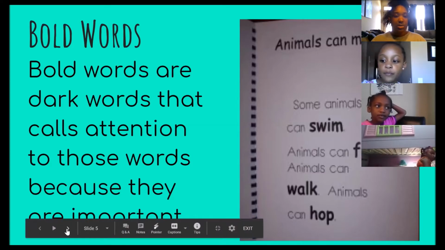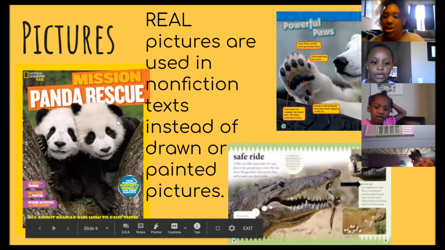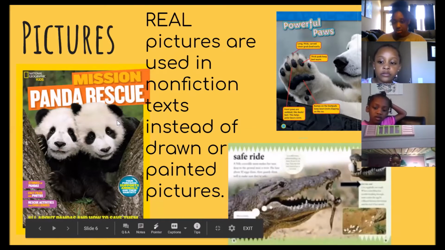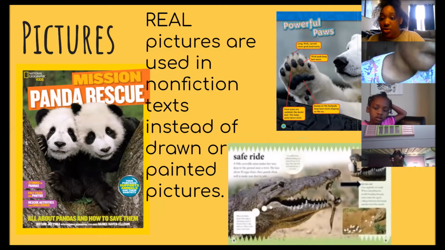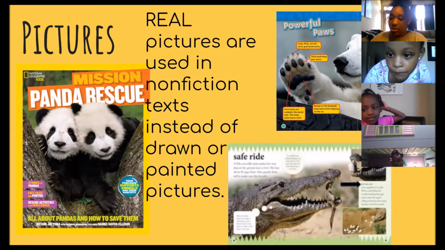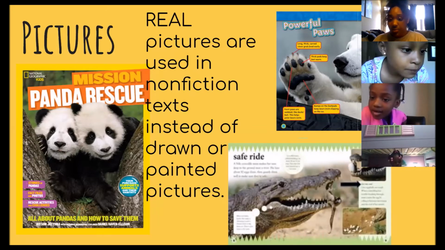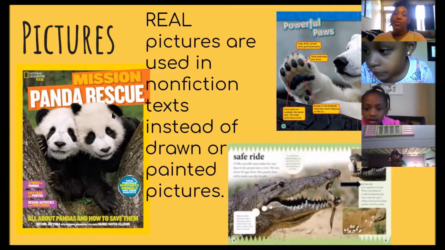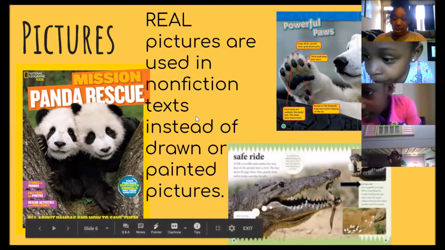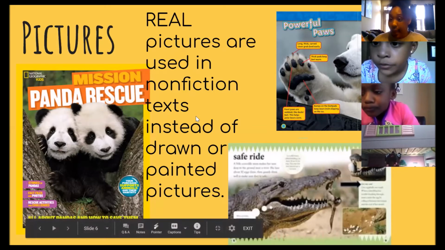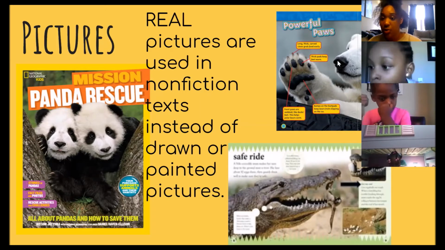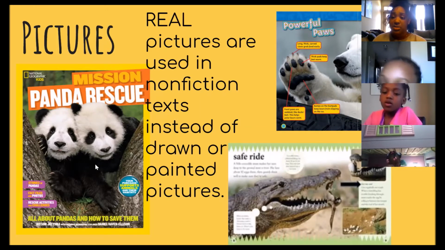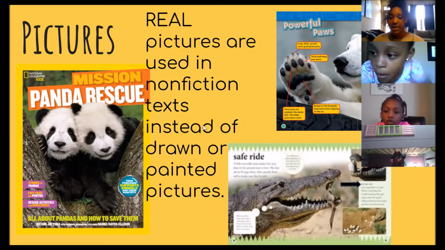Bold words. All right, next, pictures. Real pictures are in nonfiction books instead of drawn or painted pictures. So you know how you may read a Curious George book. Those pictures are colored. The illustrator colored or painted those pictures, right? Well, in nonfiction books, they are real pictures that someone took with a camera. So if you're reading a nonfiction book about panda bears or polar bears, they're going to be real pictures of those animals. Got it?